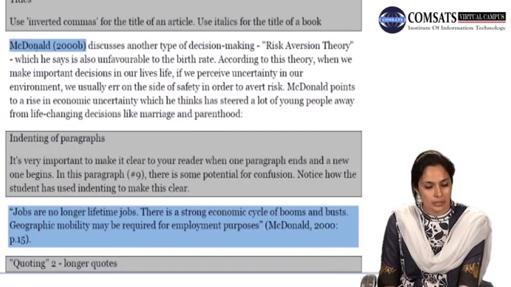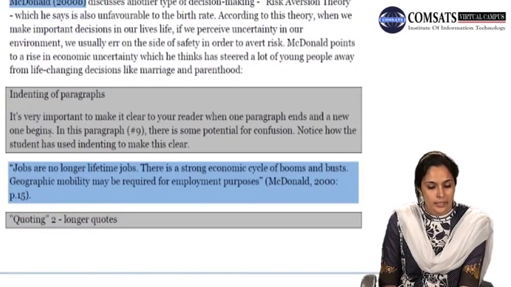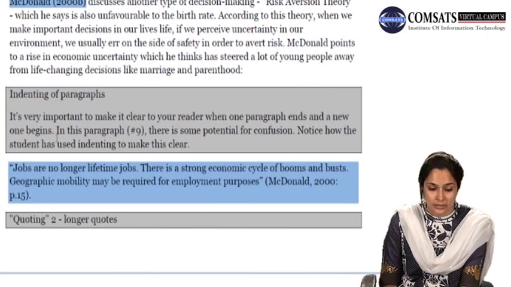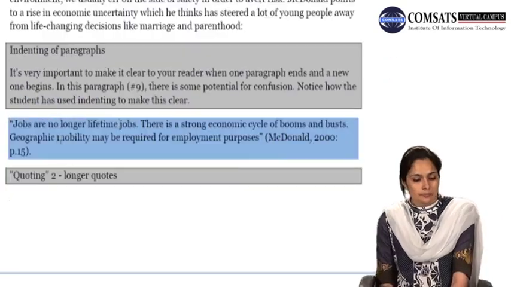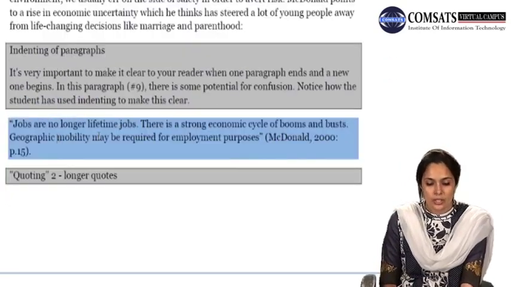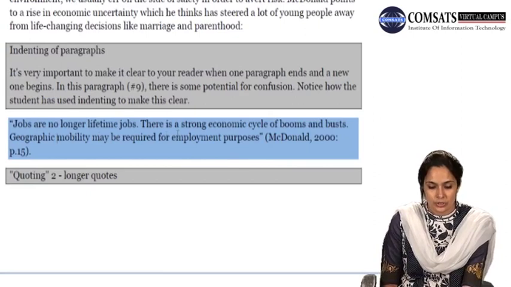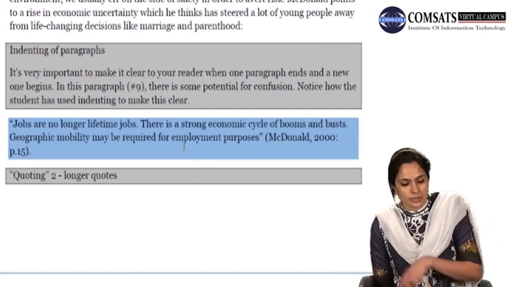Indentation of paragraphs के बारे में यहाँ पर एक important highlight है. It's very important to make it clear to your reader when one paragraph ends and a new one begins. In this paragraph, number 9, there is some potential for confusion. Notice how the student has used indenting to make this clear. Now, jobs are no longer lifetime jobs. There is a strong economic cycle of booms and busts. Geographic mobility may be required for employment purposes.